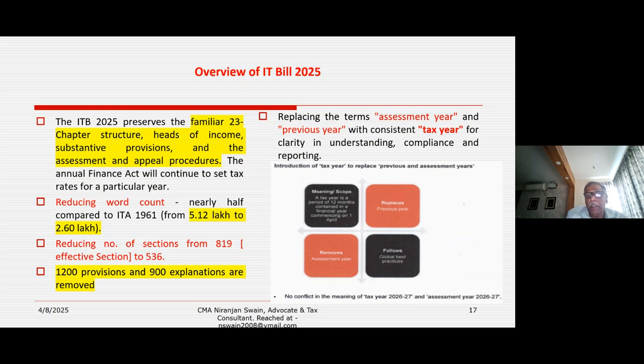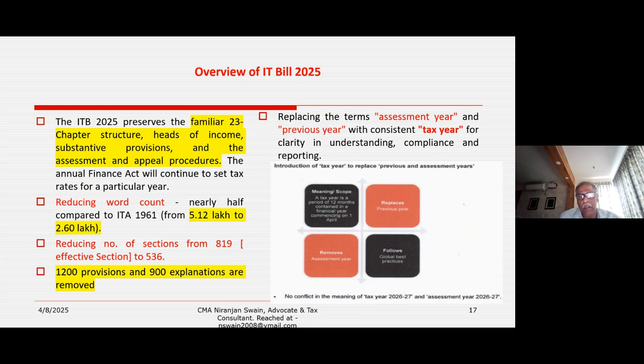The sections are 819. Actually, it is not 819. These are effective sections. The present ITA has 298 sections. But you might have seen many subsections and sub clauses there. If you take into account each sub clause or subsection, then you will find there are 819 effective sections. They have been counted, and that has been reduced to 536 sections. So what were previously subsections, in many cases they made into a section, and many of the sections they merged, or many sections they omitted also.